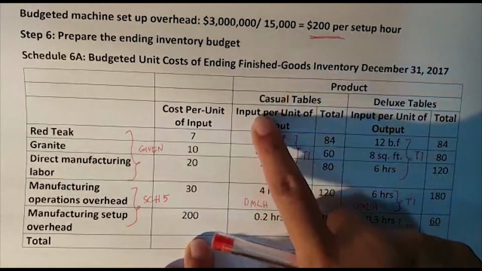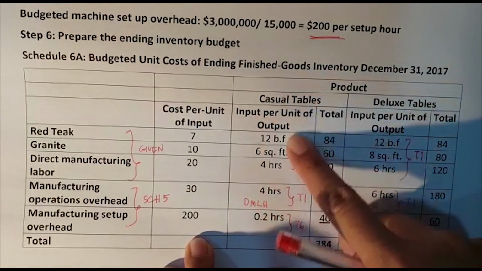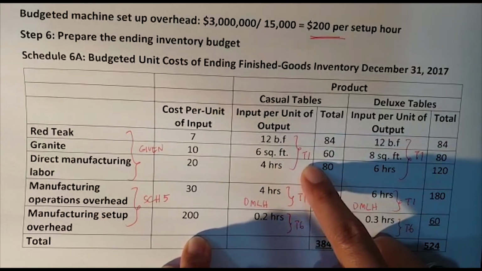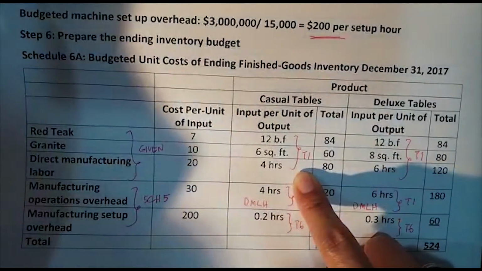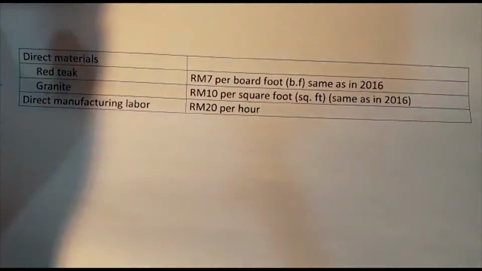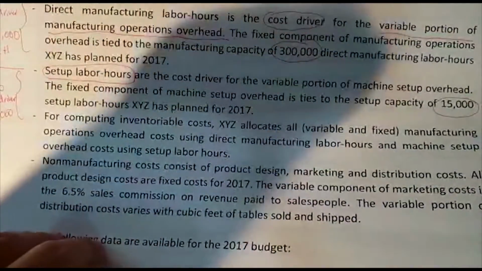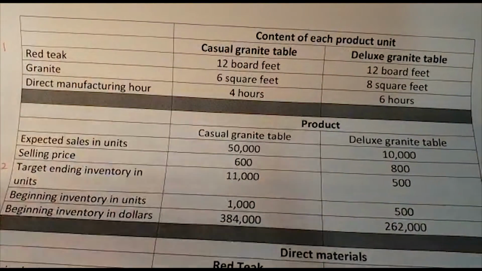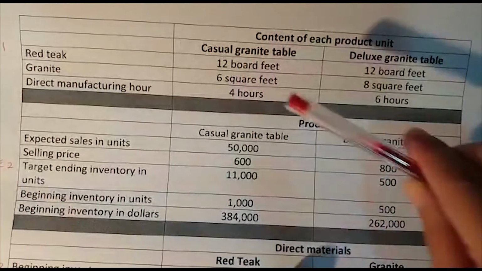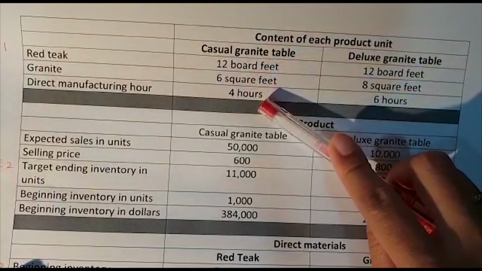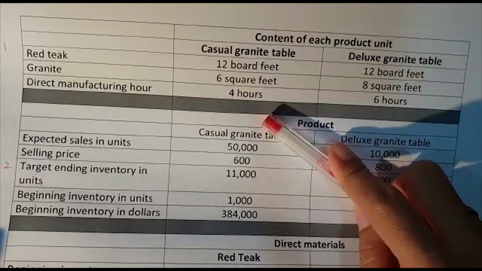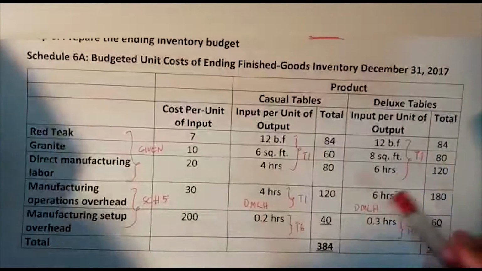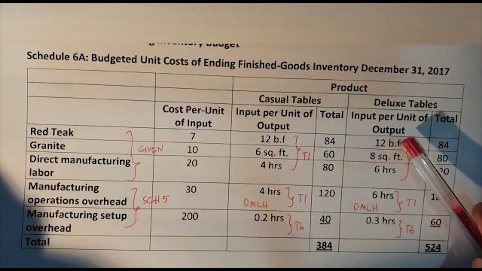Okay, in regards to the input per unit of the output, also this information is actually given to us as in table 1. So if we look back at our table 1, alright, we can see in our table 1 here 12 board feet, 6 square feet, and 4 hours for direct manufacturing for casual, and 12, 8 and 6 for deluxe. Okay, so we can just put the information here.